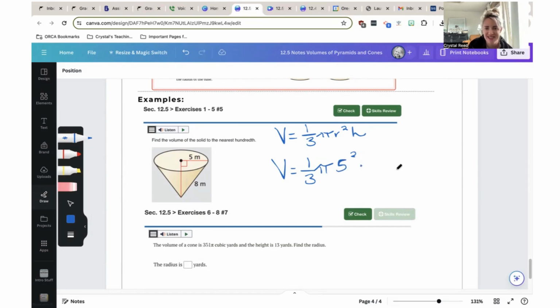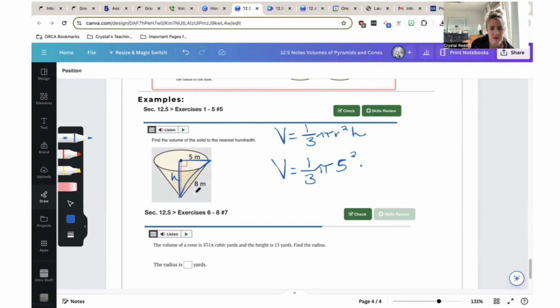Actually, wait a second, you guys. The height's not 8, is it? The slant height's 8. We don't know the height. How do we find the height? Oh, Wrigley should have reminded us to use the Pythagorean theorem. We need to find that height here. So we do have a right triangle. The hypotenuse is 8. So you're going to use the Pythagorean theorem.